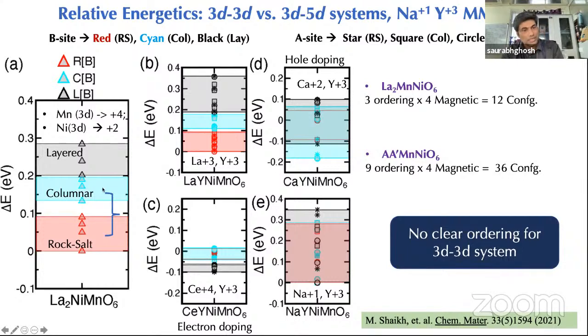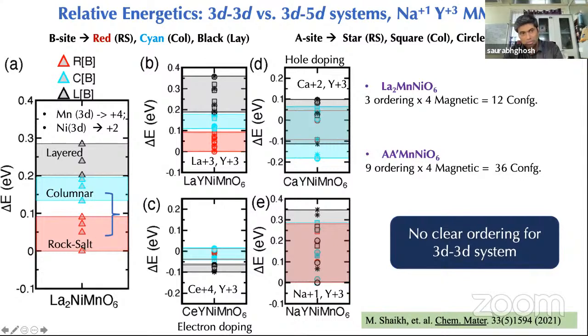You can see here two very important notes that I want to make. The colors represent B site ordering: red means B site rocksalt, cyan means B site columnar, and black means B site layer. However, the symbols represent A site ordering: star means rocksalt ordering, square means columnar ordering, and circle means layer ordering. So if you consider the first one, where you don't have any A site ordering at all, only B site ordering, you can see these B site orderings form bands. I say bands because you can see they are all the same color.